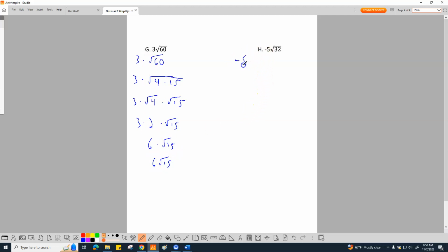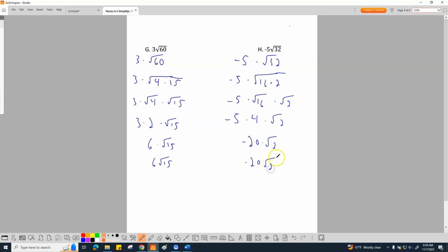Now I have negative 5 times square root of 32. I'm going to break this up. Negative 5 times the square root of 16 times 2. 16 times 2. How do I know that? Because math teacher. Now I'm going to rewrite this. Negative 5 times square root of 16 times square root of 2. Negative 5 times 4, because the square root of 16 is 4, times square root of 2. Negative 5 times 4 is negative 20 times square root of 2. Negative 20 square root of 2.